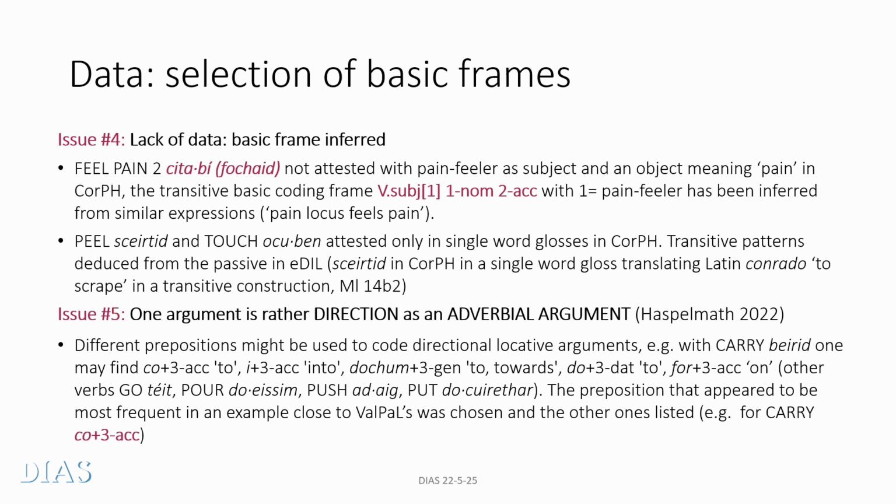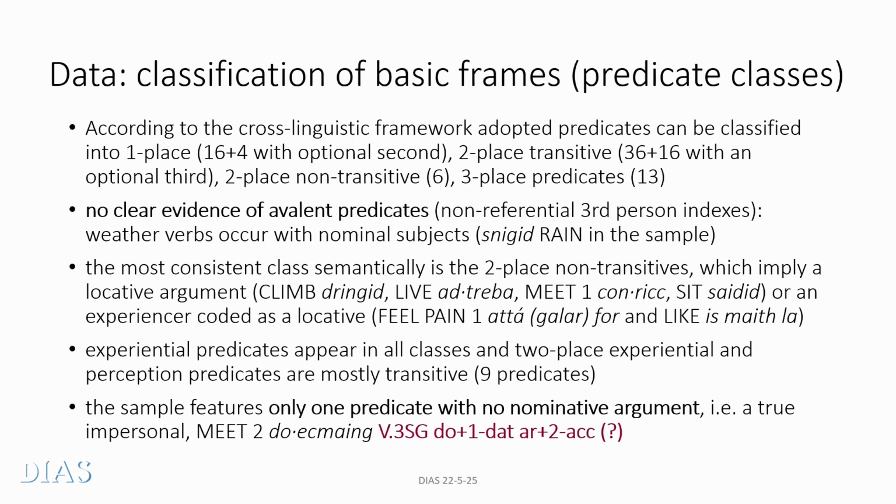There's also the problem with the motion verbs. With motion verbs, the goal may be coded with very different prepositions, and this problem has been addressed by Aspelmark, for example. He calls this a direction, an adverbial argument. What I did basically for Old Irish is to choose the most frequent preposition that occurred in Corf in the database, and then list simply all the other locative prepositions that could occur. For example, for carry, go was chosen because it occurred most frequently with the examples close to the given example in Valpa.